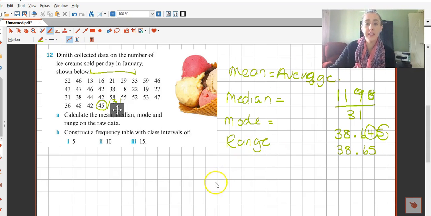Okay, so let's go on now to our median. To do our median, we need to put these data points in order. So I'm going to say that 8 is my smallest, so then I'm going to cross that off. Then I've got 13. Next up, I'd say, is my 16. 21. All right, I'll go ahead and do this, and then we'll come back and find where the median is.